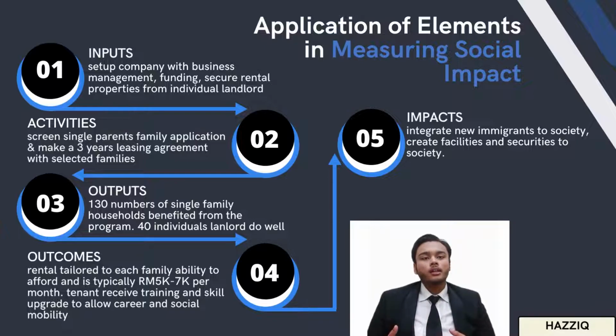Next is the output of the activities. We can see that 130 single parent family households benefit from this program, and 40 individual landlords also benefit from this program. As an outcome, the rent is tailored to families, ranging from 5k to 7k per month, and the tenants also receive training and skill upgrades to allow career and social mobility. And from those elements, finally it gives an impact, especially to those who rent that property, such as integrating new immigrants into society and creating full facilities and security for society. Okay, that is how the elements of measuring social impact are applied in an organization.